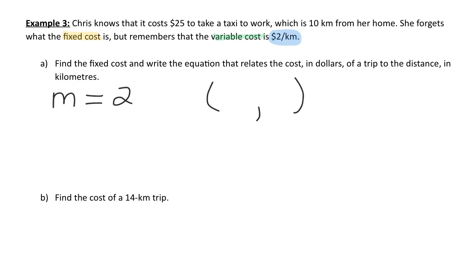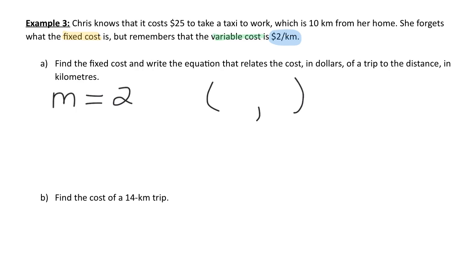In order to do that, we need to take a look at the variables that are being discussed in the question and decide which one would represent an independent variable and which one would represent a dependent variable. So in the context of the question, we're talking about taking a taxi to work. The price of the taxi ride is going to depend on the number of kilometers you have to travel. So my independent variable is going to be the distance, which is measured in kilometers, and my dependent variable is going to be the cost.